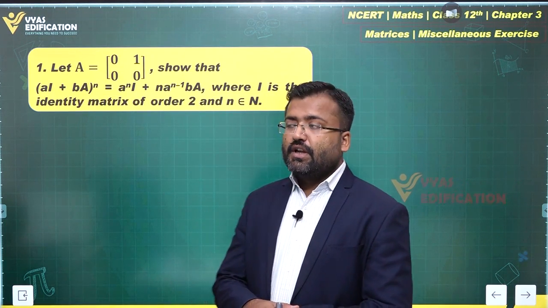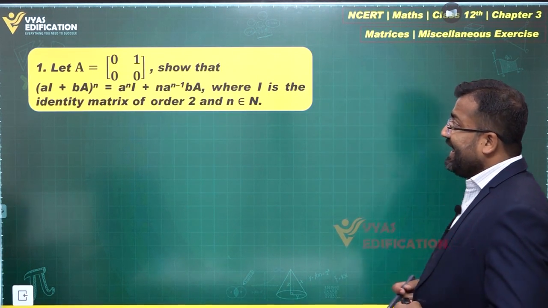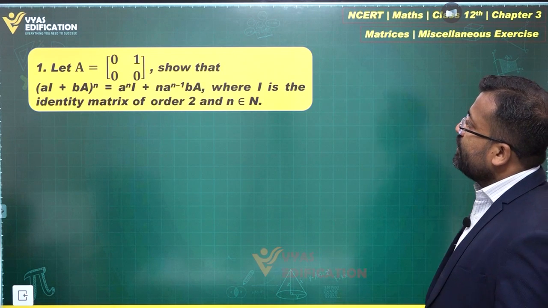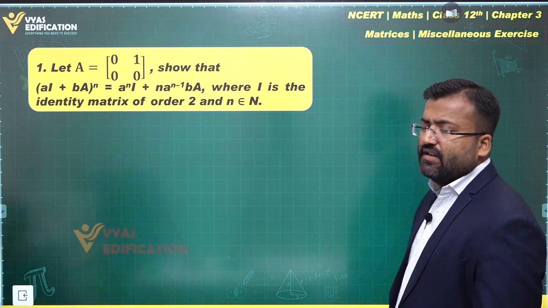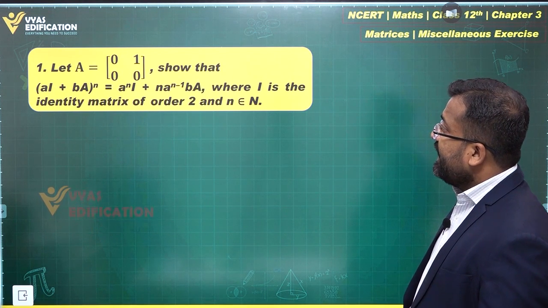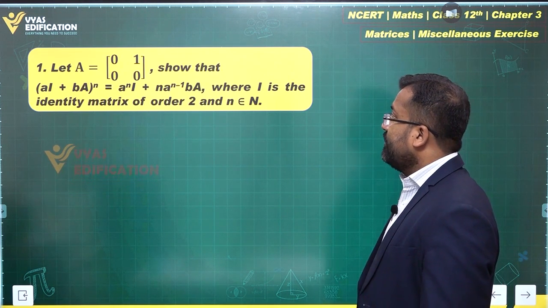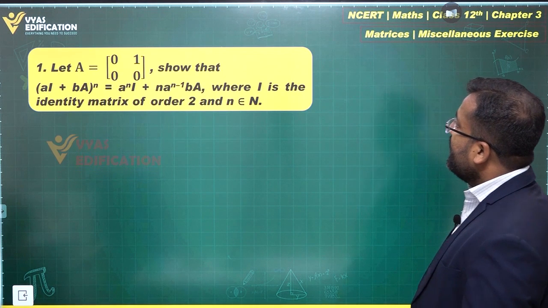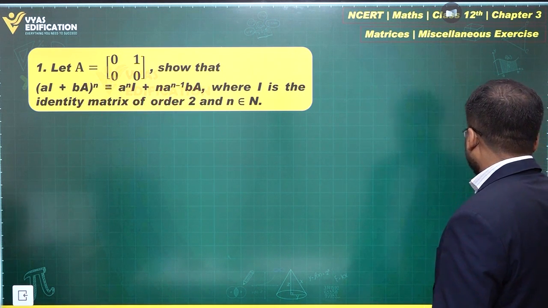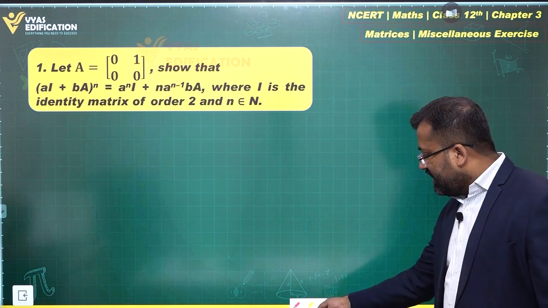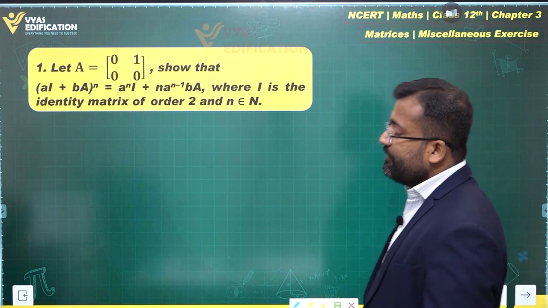Let's discuss this question which says: let A be the matrix [0, 1; 0, 0]. Show that (aI + bA)^n = a^n I + n a^(n-1) b A, where I is the identity matrix of order 2 and n belongs to the natural numbers, right? So how do you think we can approach this kind of a question?